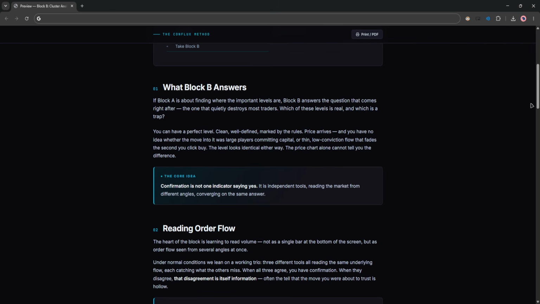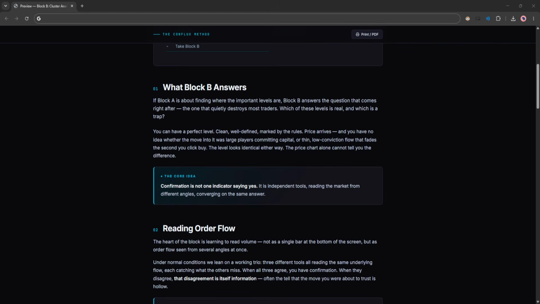Here's the problem Block B exists to solve. You can have a perfect level. Clean, well-defined, marked by the rules. Price arrives, and you have no idea whether the move into it was large players committing capital or just thin, low conviction flow that will fade the moment you click buy. The level looks identical in both cases. The price chart alone cannot tell you the difference.